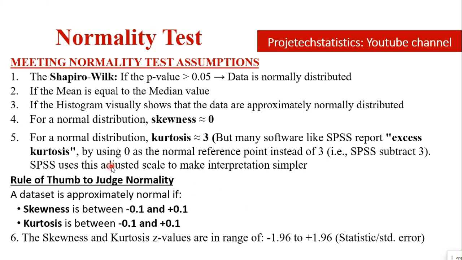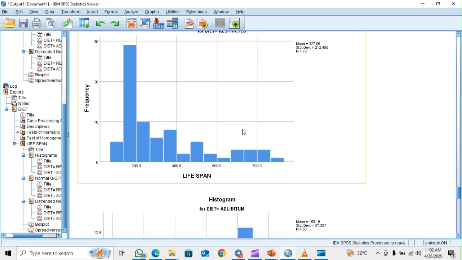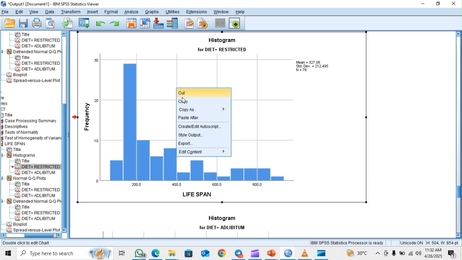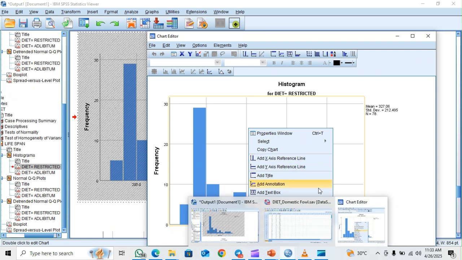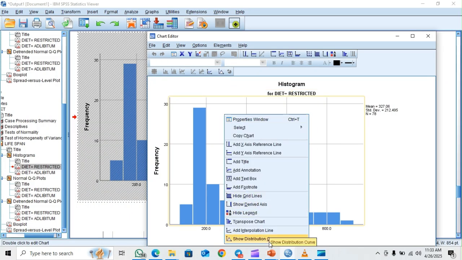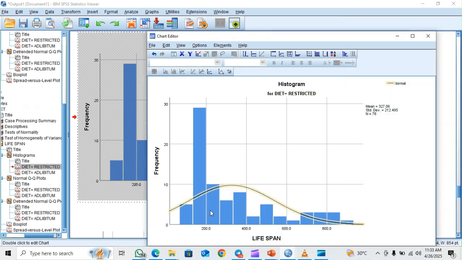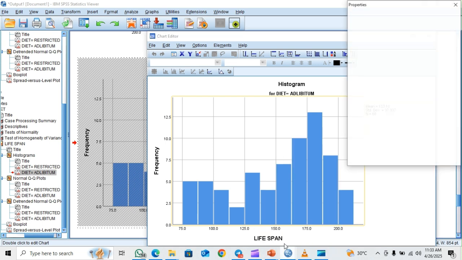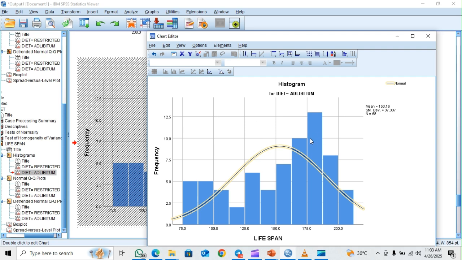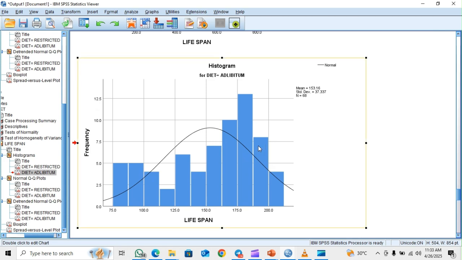Let's go back to the number three. If the histogram visual shows that the data are approximately normally distributed. When you come here, you see that the visuals are not showing any form of normality. Let me click and show the distribution curve, normal. So as you see, this histogram did not follow a normal distribution. You can clearly see that this one is not normally distributed and this one is also not normally distributed. So the histogram visual has shown that this data is also not normally distributed.